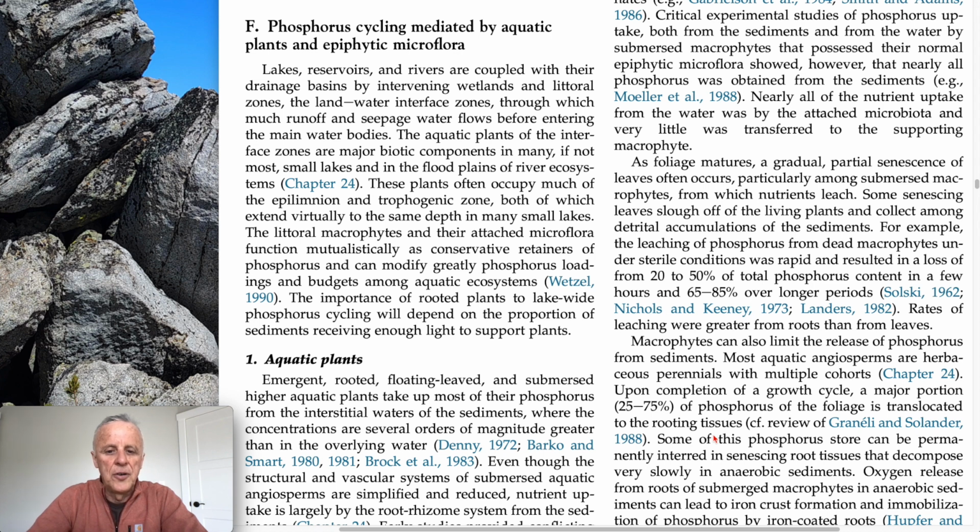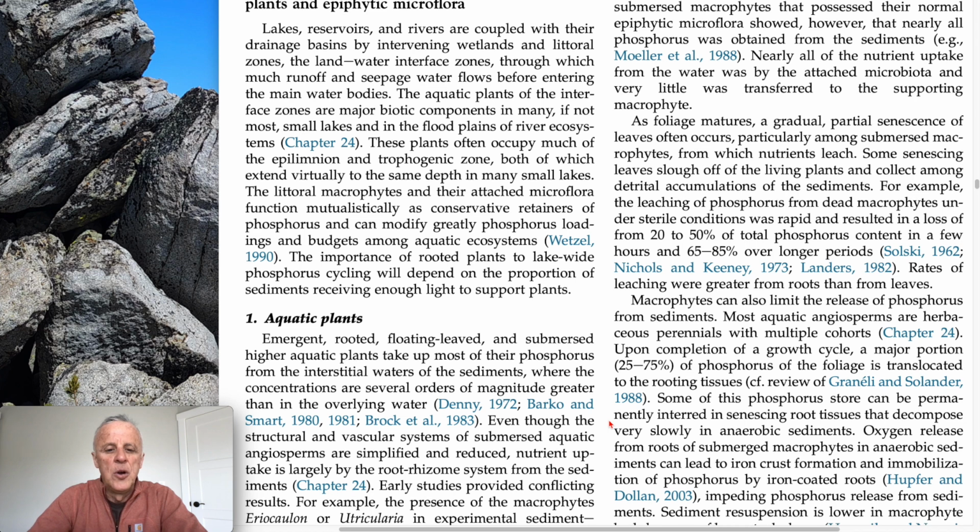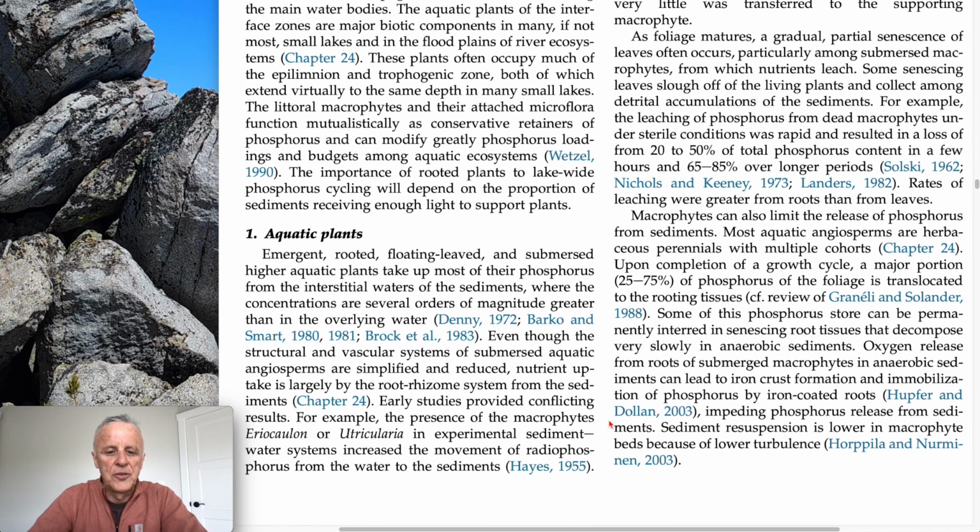These plants often occupy much of the epilimnion and trophogenic zone, both of which extend virtually to the same depth in many small lakes. The littoral macrophytes and their attached microflora function mutualistically as conservative retainers of phosphorus and can modify greatly phosphorus loadings and budgets among aquatic ecosystems. The importance of rooted plants to lake-wide phosphorus cycling will depend on the proportion of sediments receiving enough light to support plants.